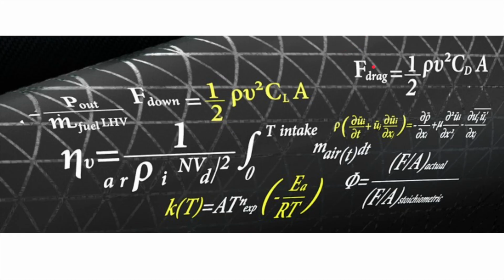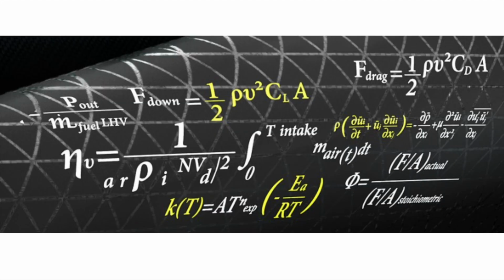Next, we have the drag force equation. It is very similar to the downforce equation, except the lift coefficient is simply replaced by the drag coefficient to calculate the drag force, which acts in the opposite direction as the car's velocity. The next equation is related to the volumetric efficiency in an internal combustion engine. But sorry, I'm going to skip this one because I'm not familiar with it.